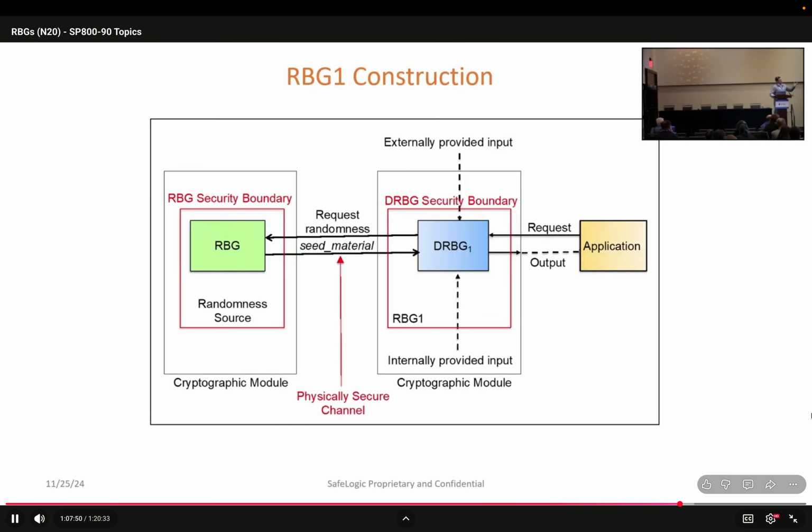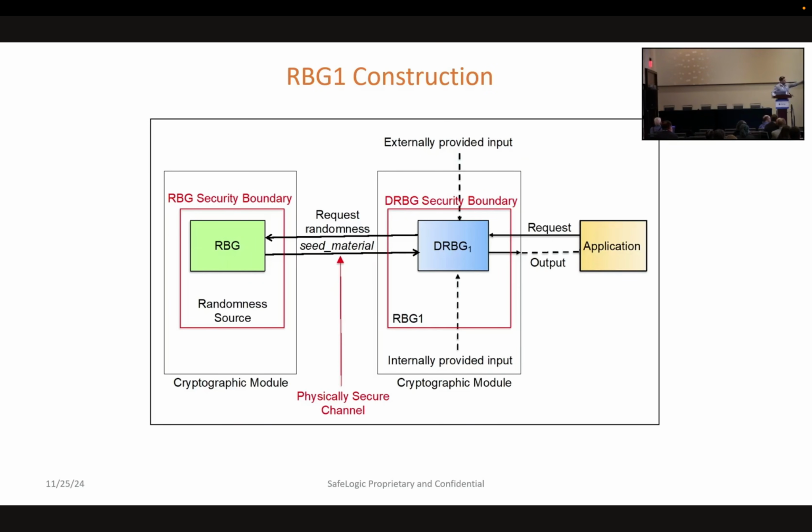So here's a few pictures just to demonstrate the security boundaries of what this looks like. It's RBG1, so as you can see, the security boundary of the randomness source is separate from the security boundary of your actual RBG1 construct. And so this reinforces that that's going to be outside of your computation environment, and again, no reseeding, destroys after done.